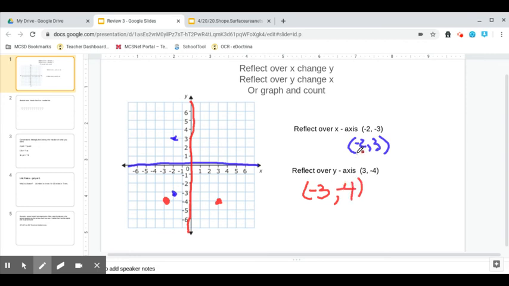Let's look at the rule for this. I reflected over the y, so reflection over the y changes our x. Our x was 3, it is now -3. So keep that in mind when you do a problem like this on your exit ticket. Okay?